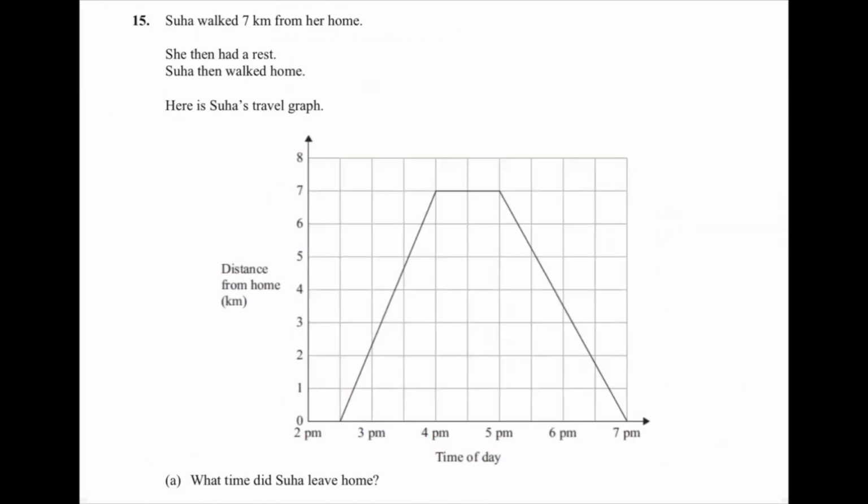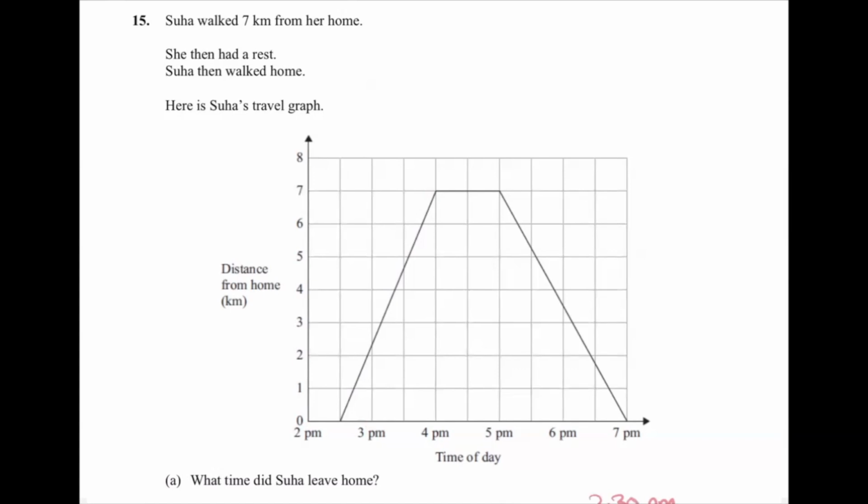Okay, we've got a travel graph for question 15. Part A, what time did Suha leave home? Well, we can see that we are 2 here, 3 here. This is halfway along, so it must have been 2:30 p.m. Now I'm going to leave the graph on so that I can refer to it.